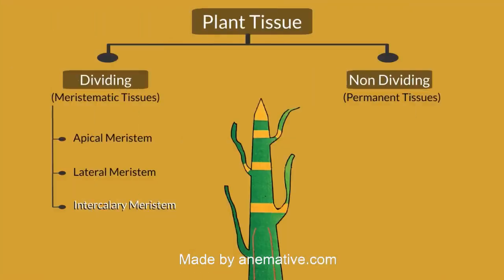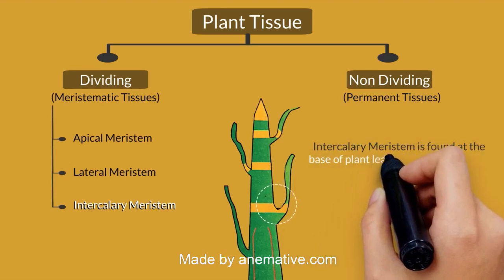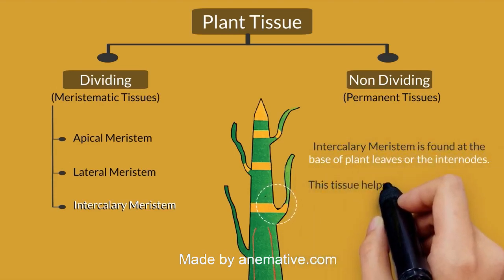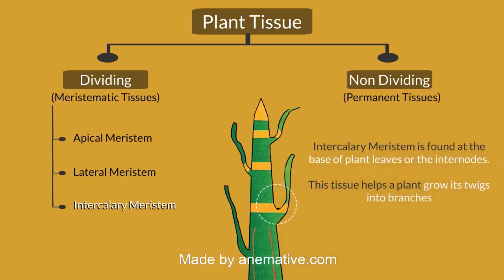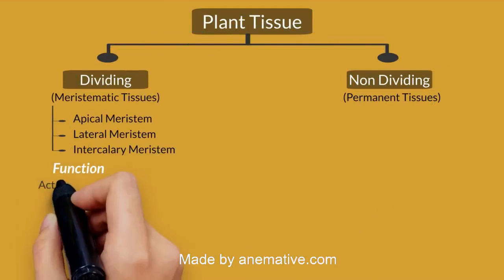Last one is intercalary meristem. Where can this be? Intercalary meristem is found at the base of plant leaves or the internodes. This tissue helps a plant grow its twigs into branches. Now let's focus on what the functions are.